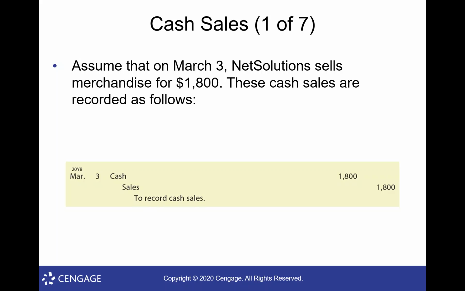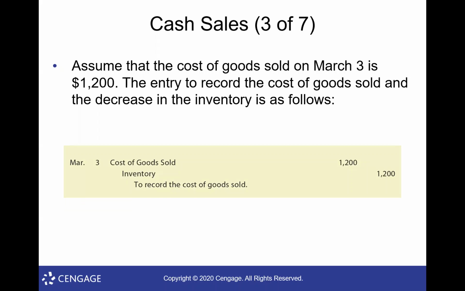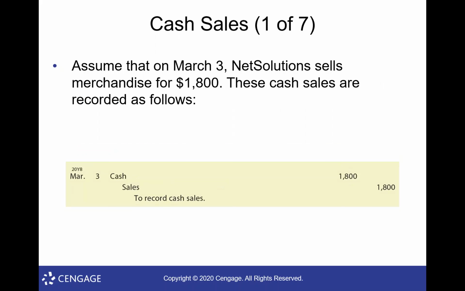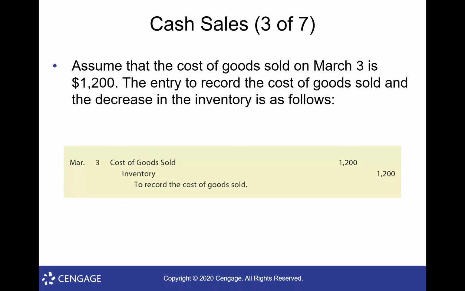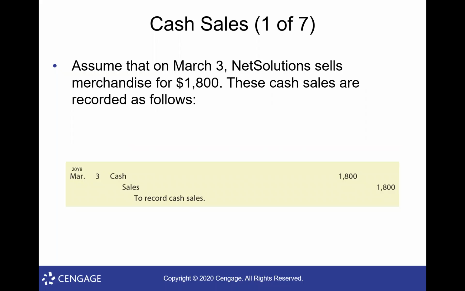Okay. So March 3rd, Net Solutions sells merchandise for $1,800. If it's a cash sale, meaning our customer pays us cash at the moment of the transaction, easy. Cash goes up with a debit, and we record sales of $1,800.